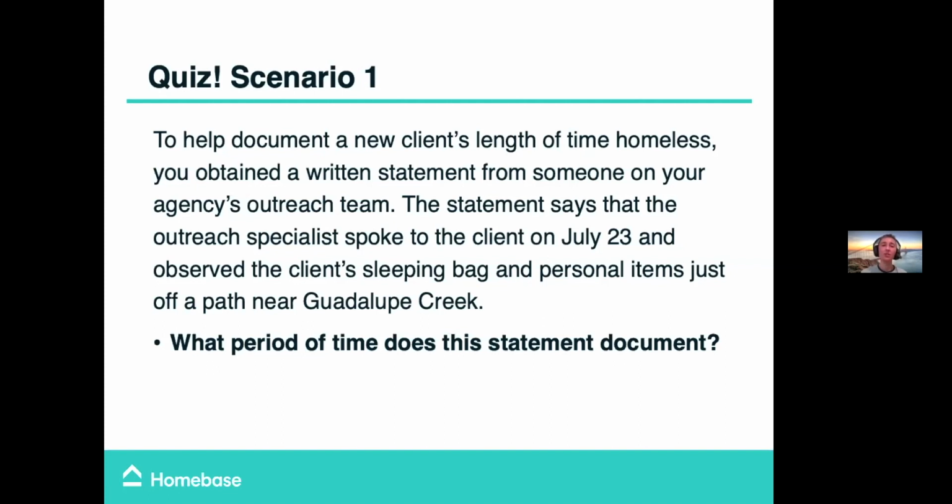So does this just document homelessness for July 23rd? Does it document homelessness for July 22nd through 24th, right around that night? July 23rd through August 23rd, so 1 month there, or all of July? Right, so remember, we're talking about third-party documentation. We have documentation of 1 day of homelessness on July 23rd. How much homelessness can you use that to document?